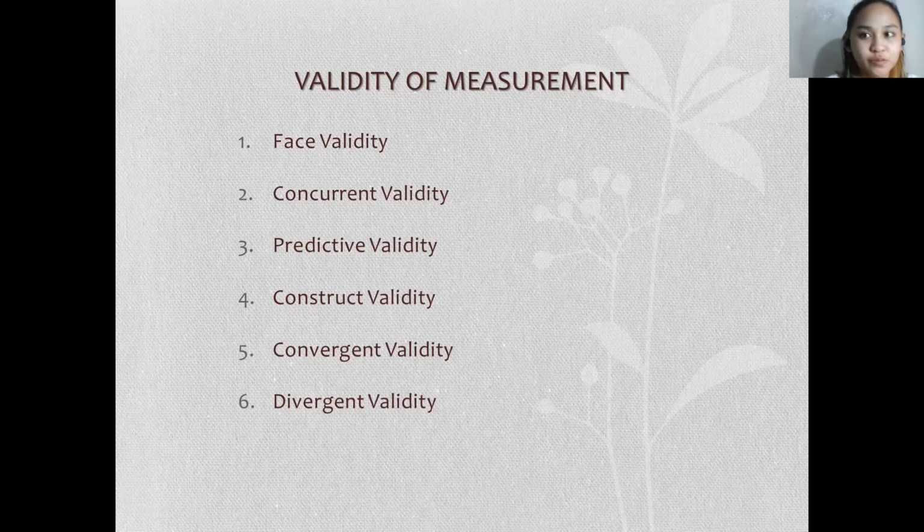Next is validity of measurement. We all know that validity is the accuracy. First is the face validity. It appears to measure the construct that it is supposed to measure. Concurrent validity examines the relationship between the measure and the criterion at the same time. Example, a group of students takes two final exams. One is a practical exam and the other is a paper and pencil exam. If parehas yung score nila sa practical and sa paper and pencil exam, then concurrent validity occurs. Next is the predictive validity.